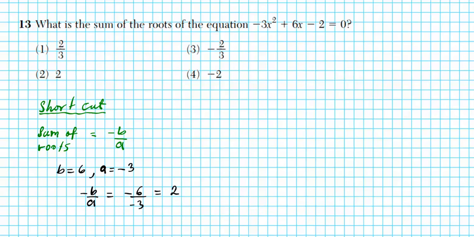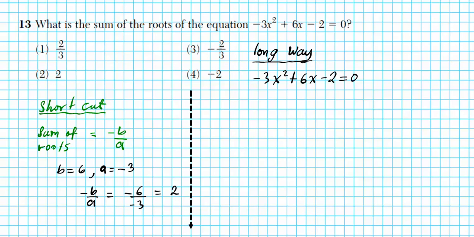Now let's say you do not know the shortcut or you've forgotten. How do you do it? Well, you just have to go ahead and solve the problem, find the roots, and find the sum of the roots. That's what I'm going to be doing here. I'm going to show you the long way, just for insurance purposes. No shortcuts here. So we have negative 3x squared plus 6x plus negative 2.